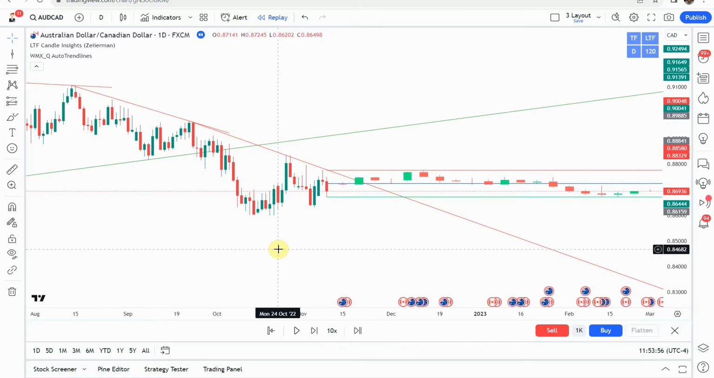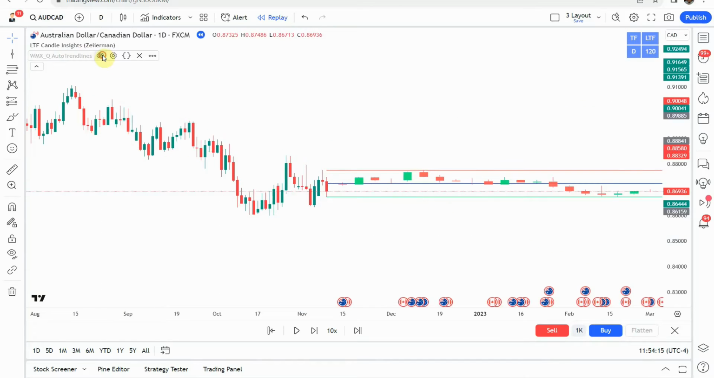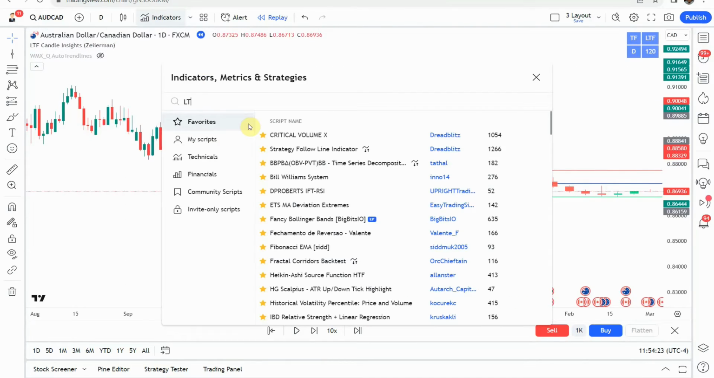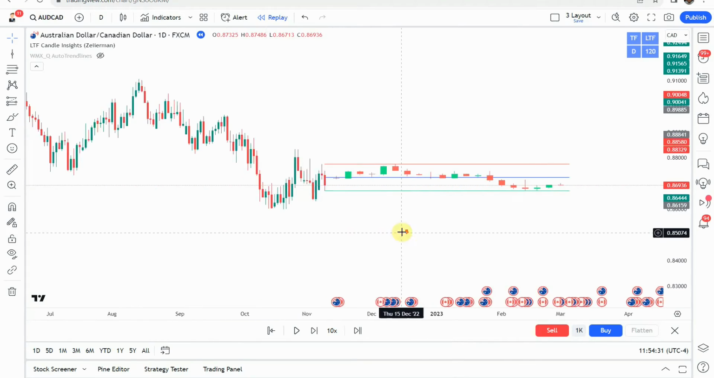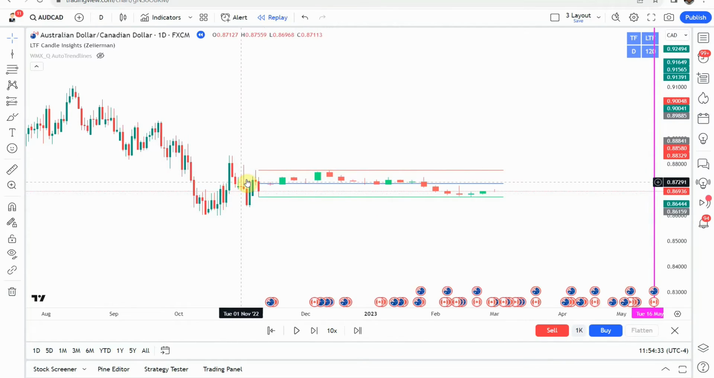Okay, so today we are looking at a trend line trading strategy. The video claims that you can 10x your profits with the accuracy of this secret indicator. The source video itself centers around this indicator right here. It is called the LTF candle insights. If you just type in LTF, it's this top one right here, LTF candle insights. You put that on screen and you can see it right here kind of leading the price action.